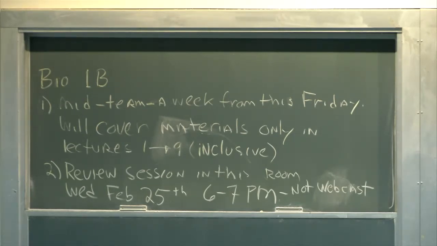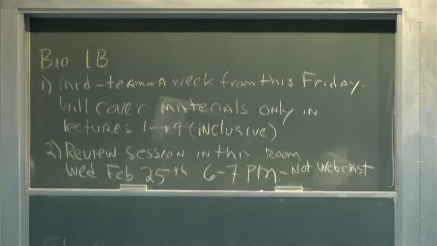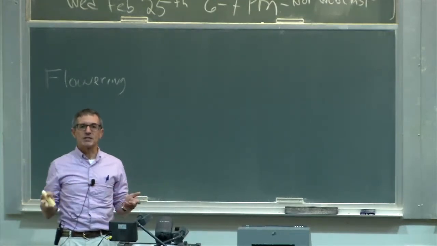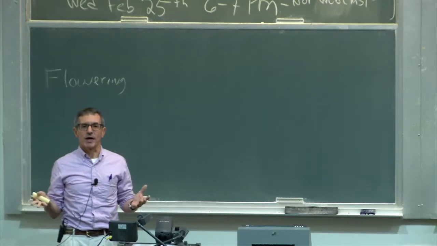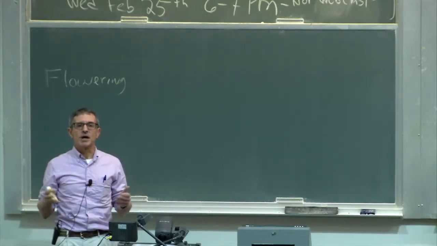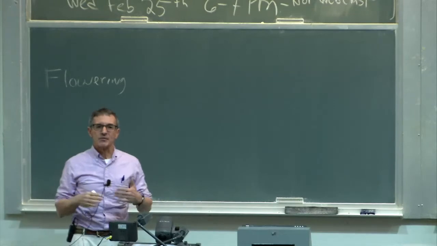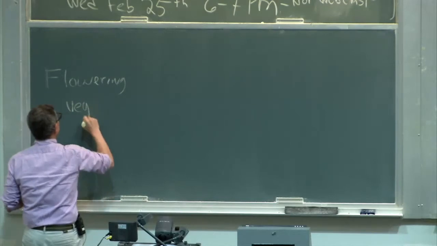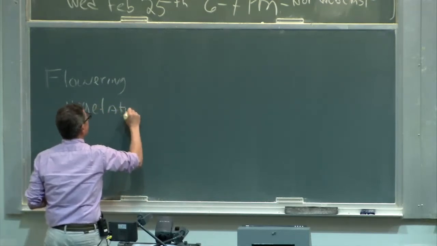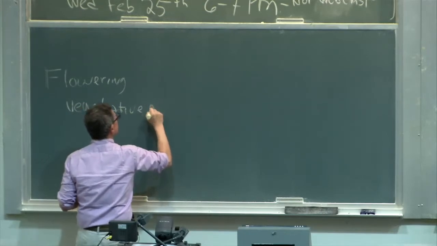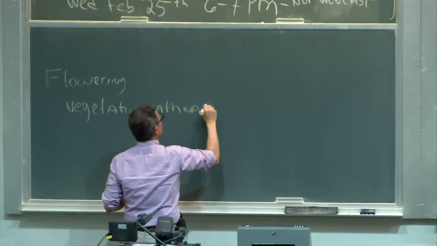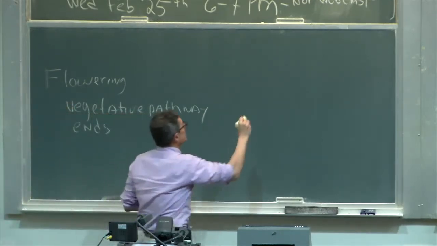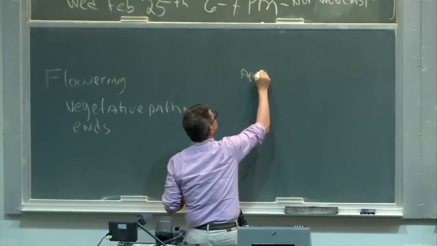Now, the production of flowers by plants represents a tremendous transition in the development of a plant, because at this time, the vegetative pathway, which has been producing leaves and all of the primary tissues, ends. So we have the vegetative pathway. It ends. And to remind you of the vegetative shoot axis, we have an apical meristem.